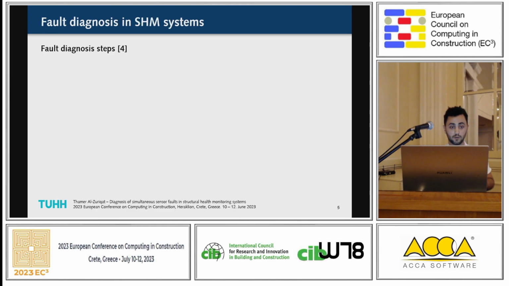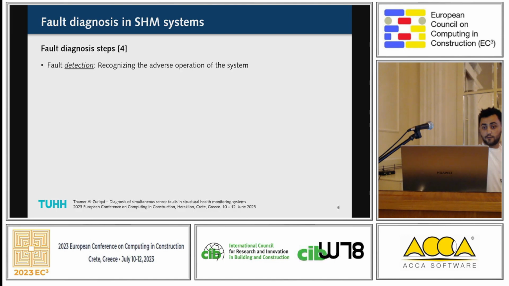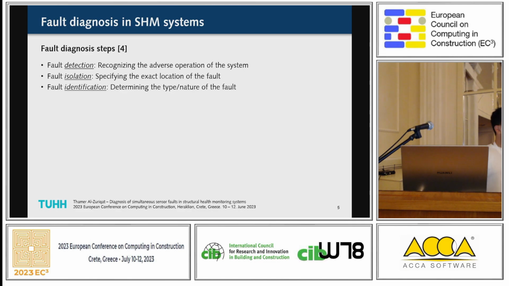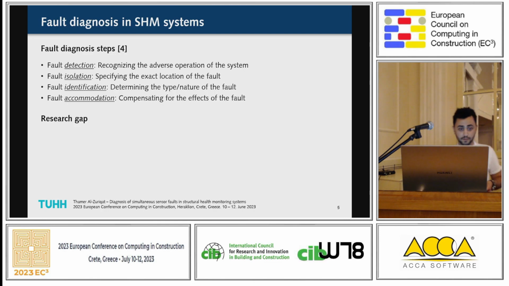So what we want to do is to diagnose these faults. To do so, in analytical redundancy, we have four steps. One is to detect the faults, so to recognize that there is a fault in the first place. Second is to isolate it, to know exactly where this fault is coming from. Third is to identify the fault, to know what nature or type of fault it is, and to accommodate this fault, so to replace it with a correct value.